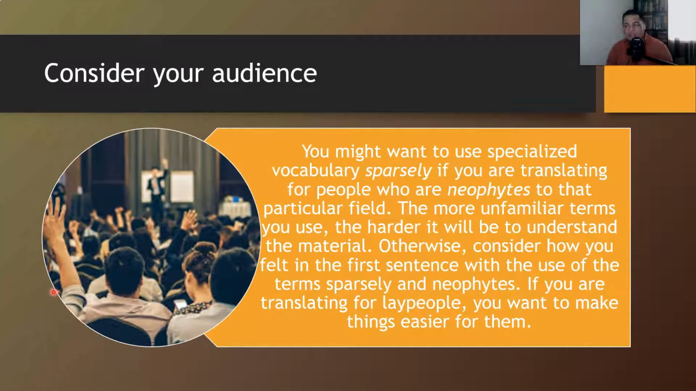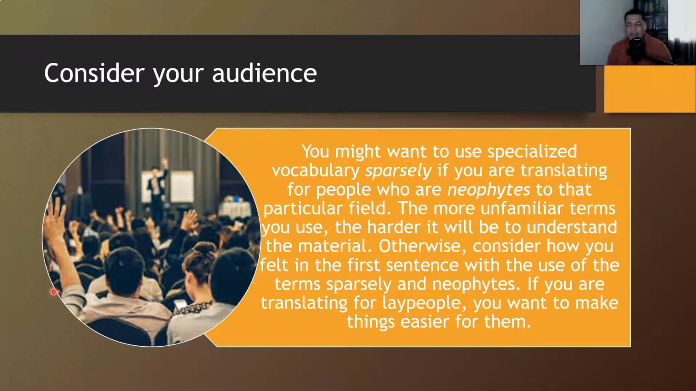And most importantly, guys, you gotta remember that you need to consider your audience. You might want to use specialized vocabulary sparsely if you are translating for people who are neophytes to that particular field. Because the more unfamiliar terms you use, the harder it is going to be for the people to understand your translation. And you don't want to do that, right? When you translate, what you want to guarantee is the ease of understanding of the message.